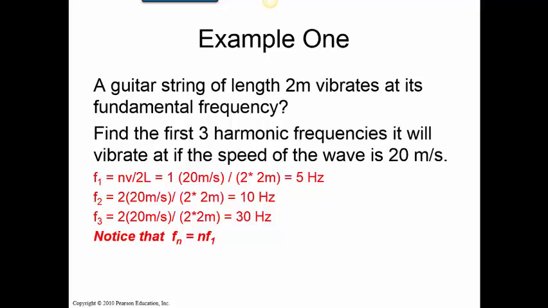equals 5 hertz. f2 would be 2 times 20 meters per second divided by 2 times 2 meters, or 10 hertz. f3 would be 3 times 20 meters per second divided by 2 times 2 meters, which is 15 hertz. Notice that fn is equal to n times f1.